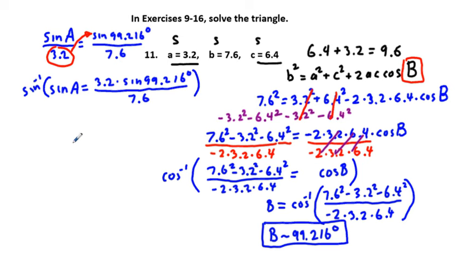And what we get left is A is equal to inverse sine of all this, which again is 3.2 times sine of 99.216 degrees over 7.6.